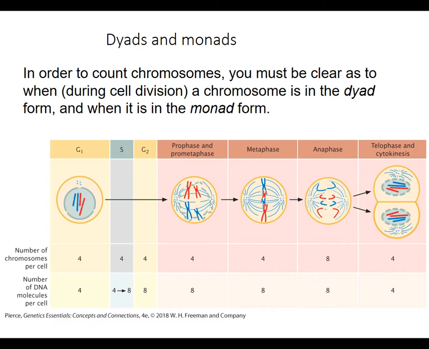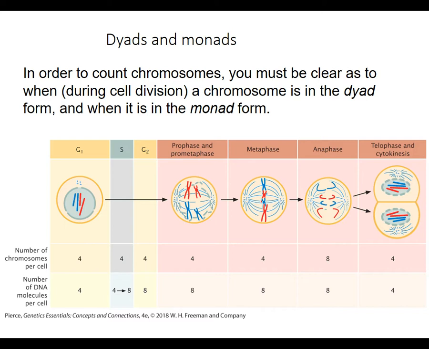And then in anaphase, you'll notice that the number of chromosomes per cell doubles, because you go from having 4 dyad chromosomes in metaphase to 8 monad chromosomes in that cell in anaphase. But the weight of the DNA doesn't change. You have 8, and you still have 8 when you go from metaphase to anaphase.